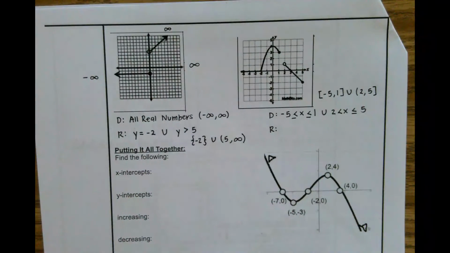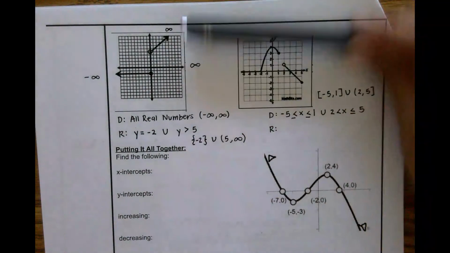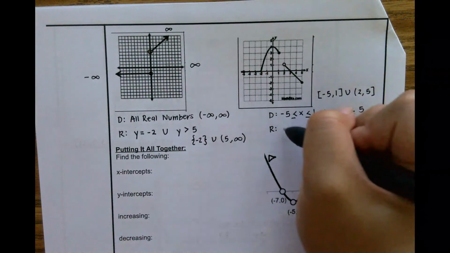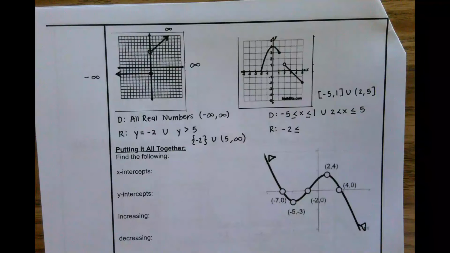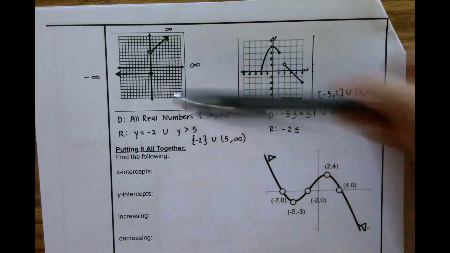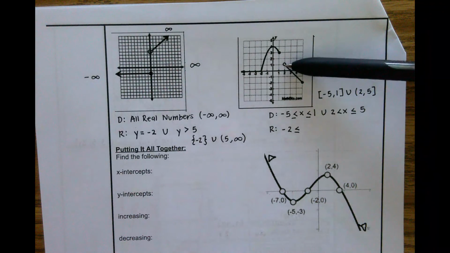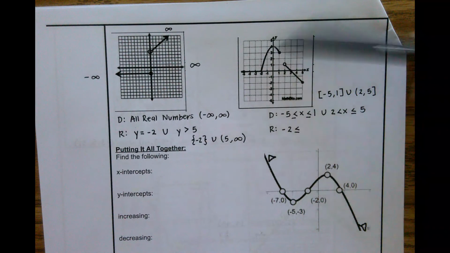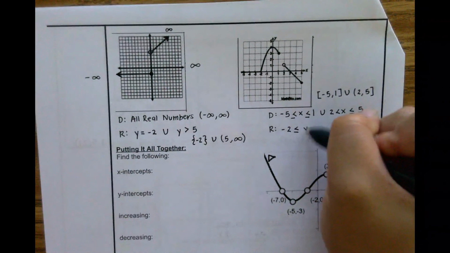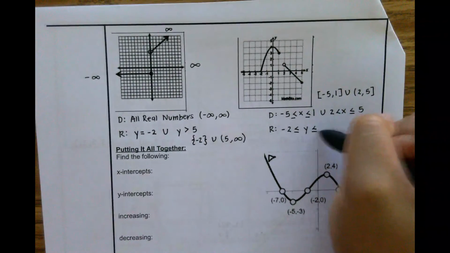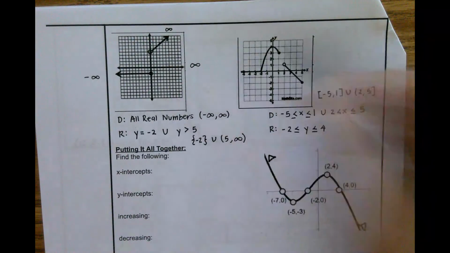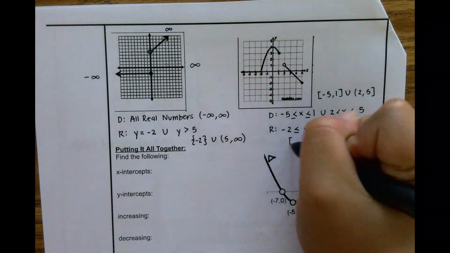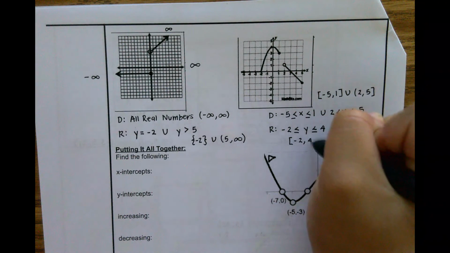Range, going bottom up. So here I hit at -2, so that's my lowest. And then I'm hitting everything. Even though on this side I stop here, on this part of the graph I'm continuing all the way up until here. So that is everything up till 4. Since it touches 4 here, it's included. In interval notation, that would be everything from -2 to 4.